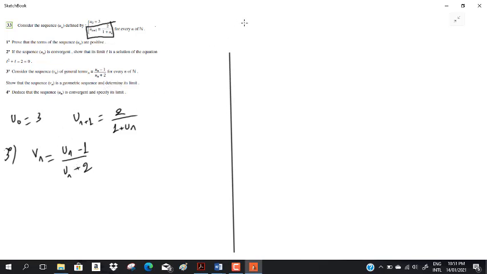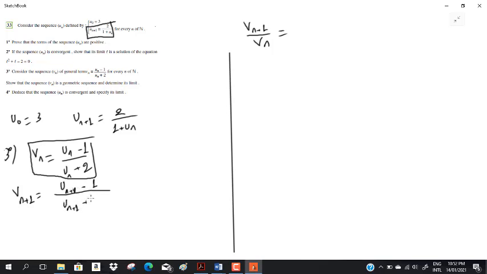To show that Vn is a geometric sequence, we have to calculate Vn plus 1 over Vn. But at first, we have to find Vn plus 1. To find Vn plus 1 in this relation, I will replace n by n plus 1. Vn plus 1 equal un plus 1 minus 1 over un plus 1 plus 2. Then I'm going to replace un plus 1 by its value in terms of un, 2 over 1 plus un.